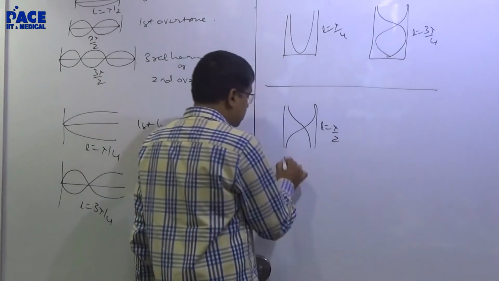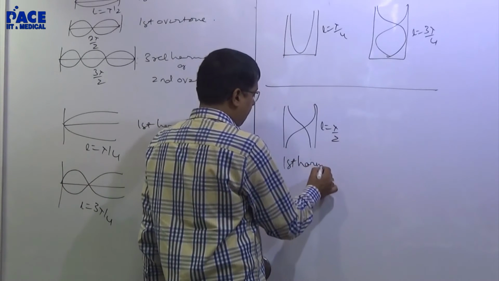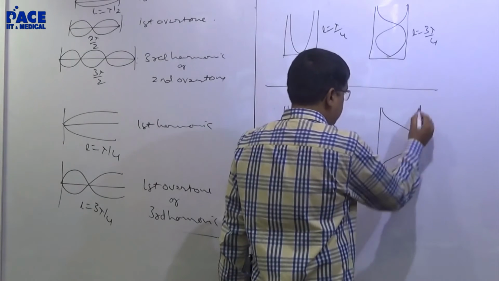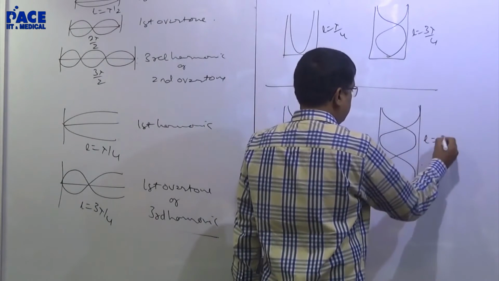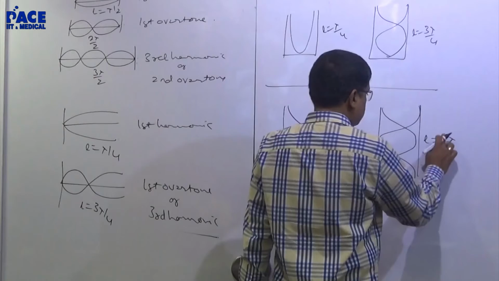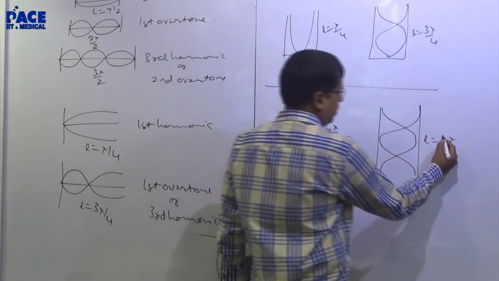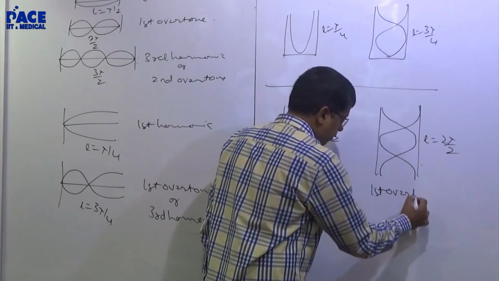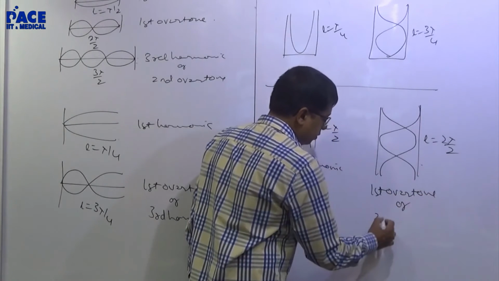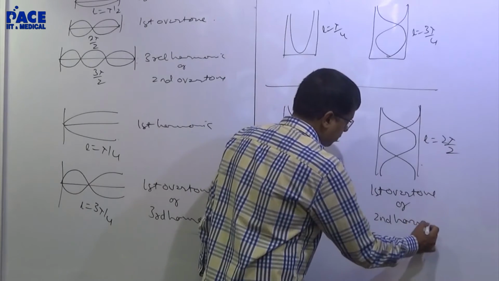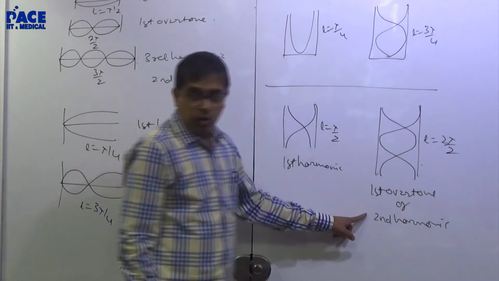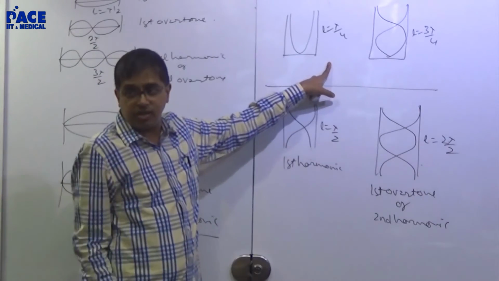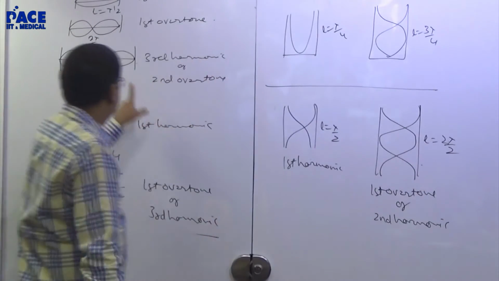Right? You will have this as the first harmonic. What will be the second? This will be the way it comes over. This will be 2 lambda by 2. This is lambda actually. That means this will be the first overtone or second harmonic. Here even harmonics will exist. Here even harmonics will not exist. It will only be odd harmonics.